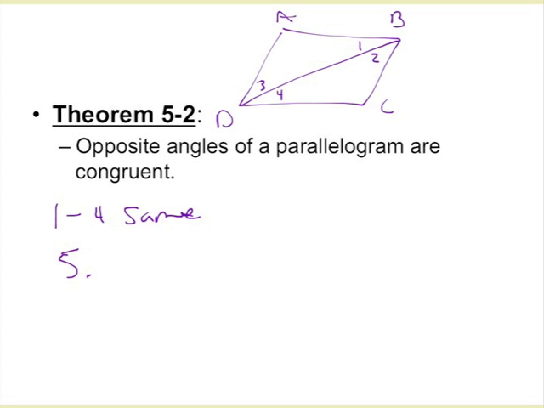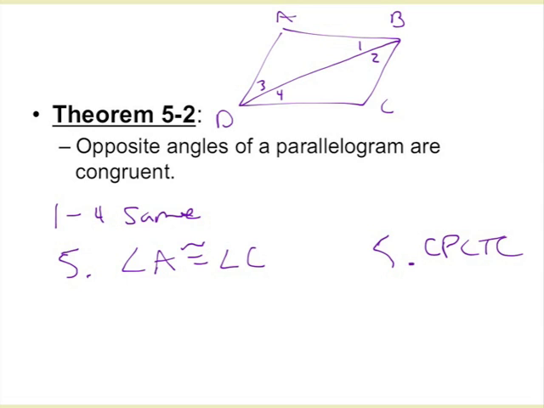Angle A is congruent to angle C because of CPCTC. So instead of saying something about sides, here we want to say something about angles. Now technically we've only shown that one set of opposite angles is congruent.